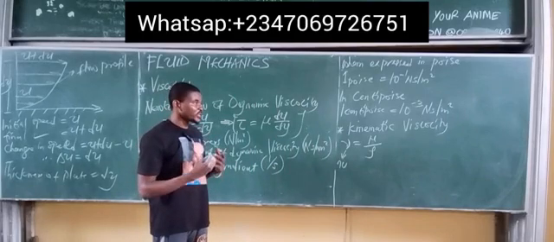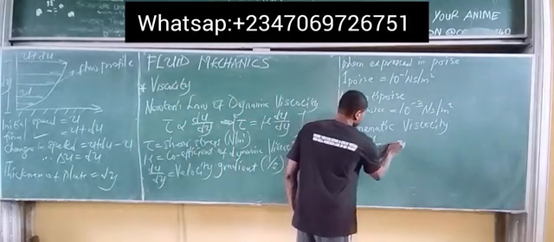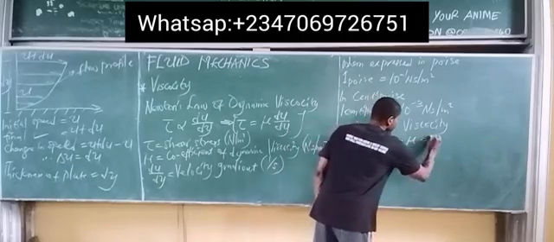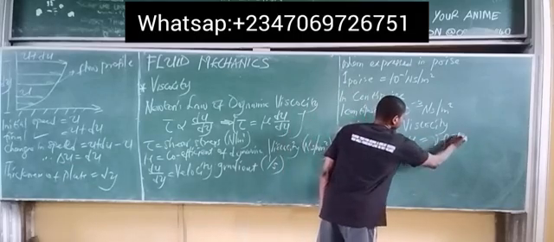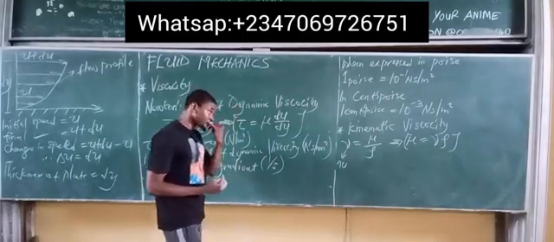So if you're given a kinematic viscosity, you might want to convert that to dynamic viscosity to obtain your value. And of course, from here, you can find that dynamic viscosity is simply kinematic viscosity multiplied by density. You can also obtain this value.